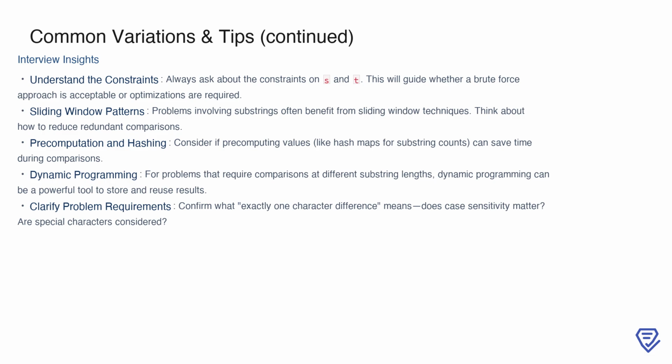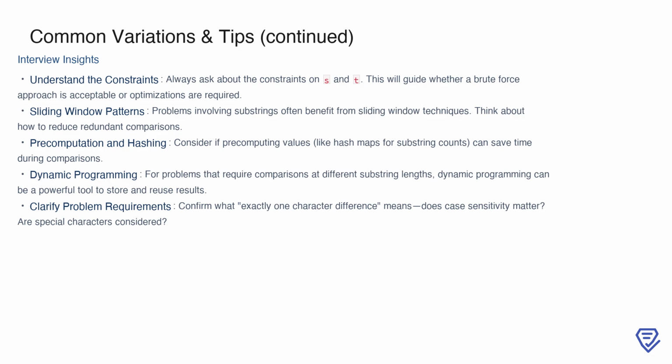First, always understand the constraints of the problem. For example, ask clarifying questions about the size of S and T to determine whether a brute force approach is viable or if optimizations are necessary. Leveraging sliding window patterns is another effective strategy for problems involving substrings, as this technique helps reduce redundant comparisons. Pre-computation and hashing can also be powerful tools. Storing pre-computed values, such as substring hashes, can significantly accelerate comparison operations.